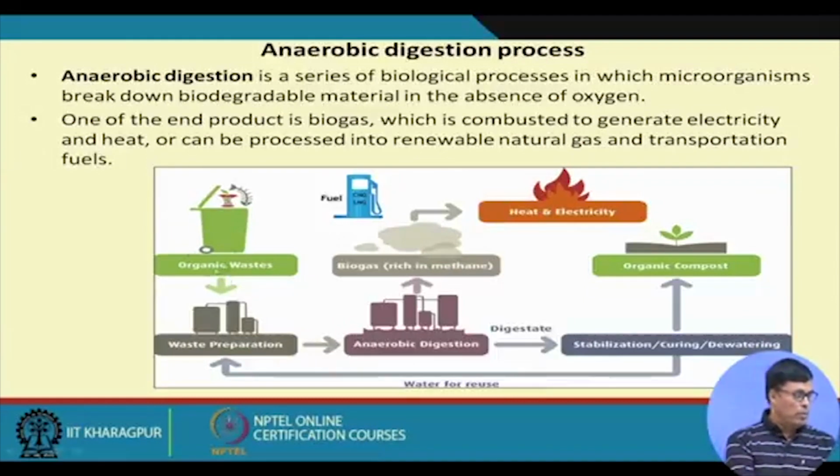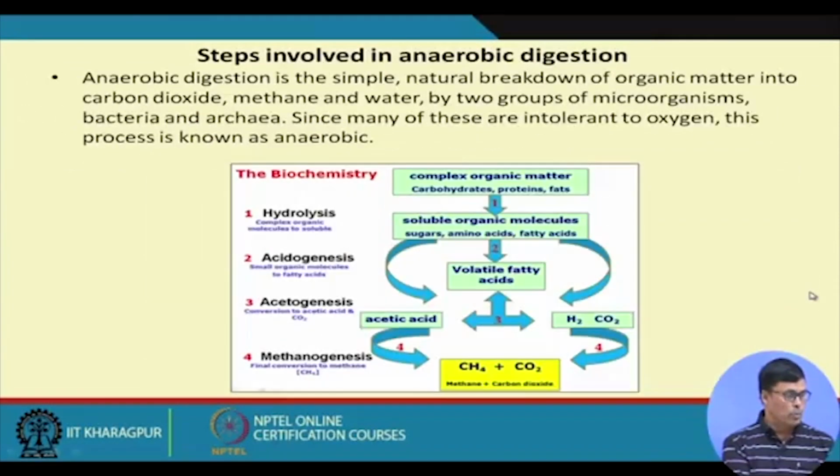So this is the organic waste. Then after organic pretreatment and preparation, we pass it through the anaerobic digestion process and we get the biogas. It can be used for heat and electricity generation, and the digested material can be used as an organic fertilizer, and this water you can recycle back to the system. So this process is largely applicable throughout the world.